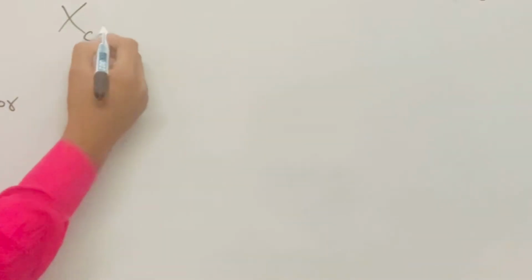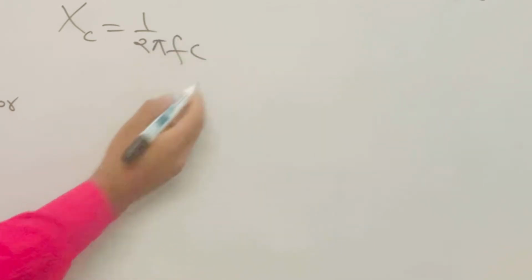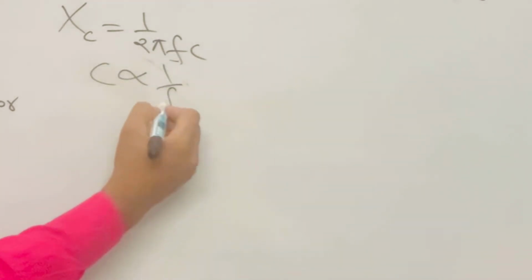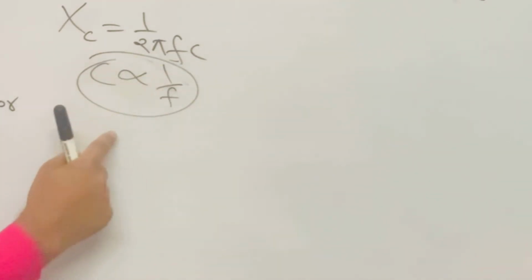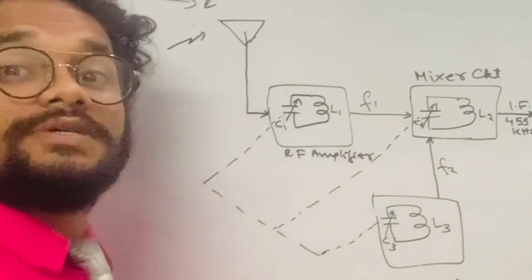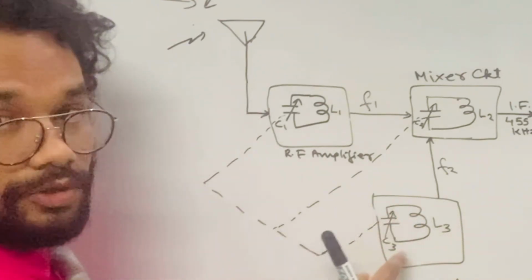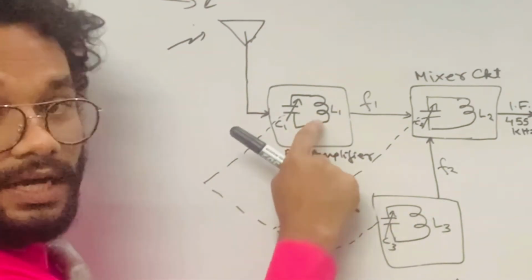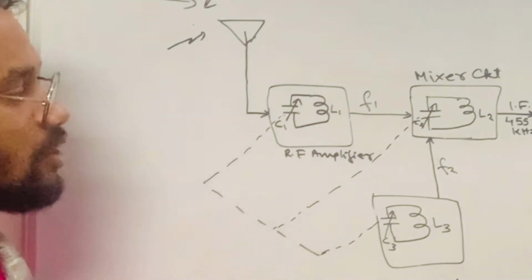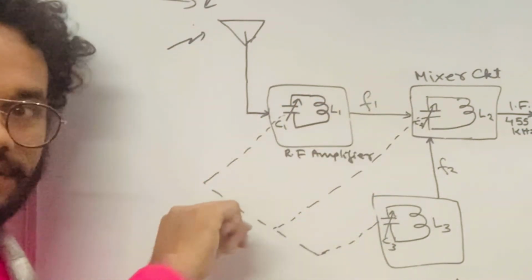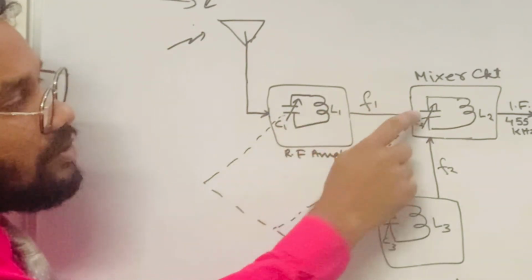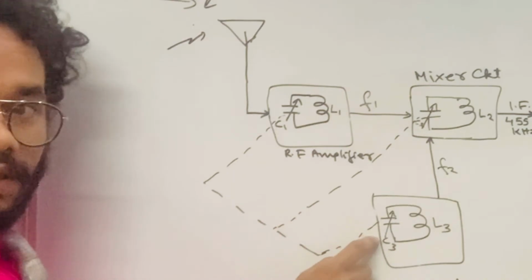Why? Because we know well, friends, that capacitance is inversely proportional to frequency. We know XC is equal to 1 upon 2 pi FC. That means frequency is inversely proportional to capacitance. So whenever you decrease the capacitance, the frequency will increase. That's why for the local oscillator to produce a higher frequency compared to the RF frequency, it has to have a lesser capacitance value. So whenever we change the variable capacitance by a single rod, by rotating it, the capacitance values change in such a way that C1 and C2 are greater than C3.